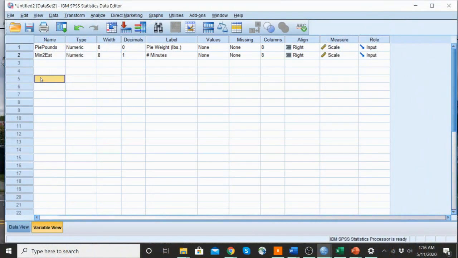Hi everybody and welcome. Today we're going to look at some regression analysis. So let me explain to you what variables we're looking at. We have two variables, and number one is how many pounds the pie weighed, and number two is how many minutes it took to eat it.